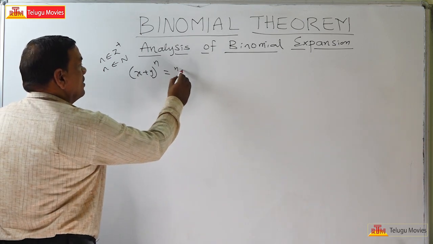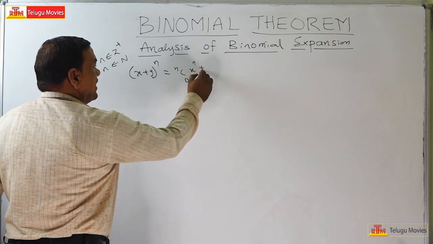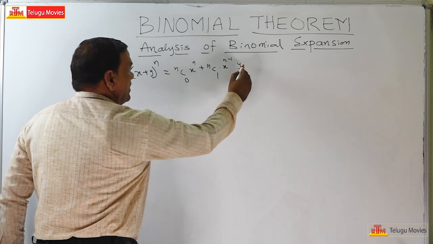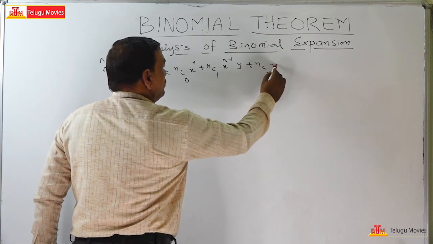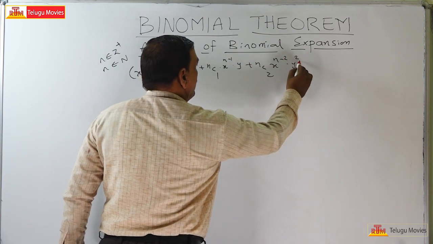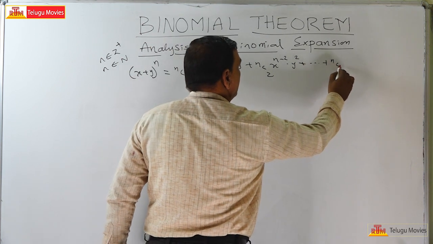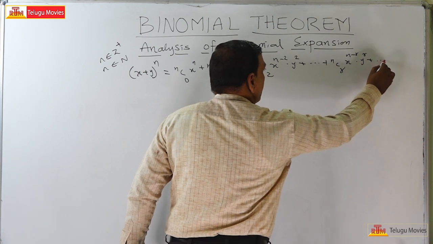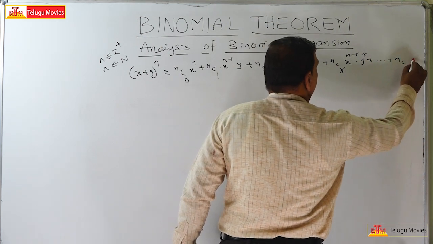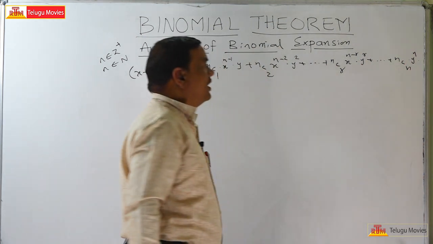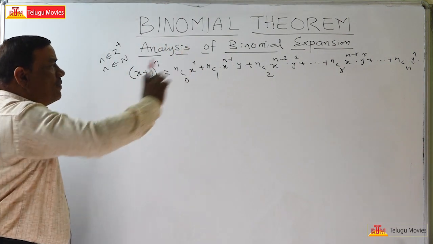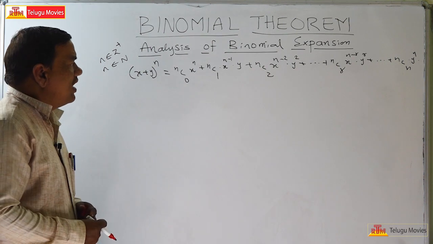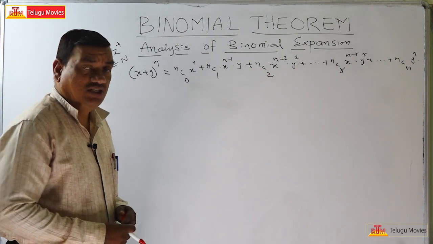We know the formula: nC0 x^n plus nC1 x^(n-1) y plus nC2 x^(n-2) y^2 plus so on. General term nCr x^(n-r) y^r plus so on, nCn y^n. Understand? So there are n plus 1 terms. This is called binomial expansion. The formula is given by Newton.